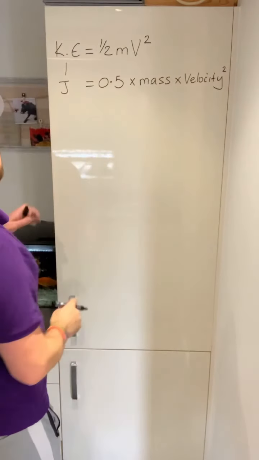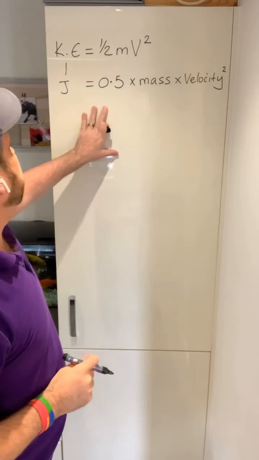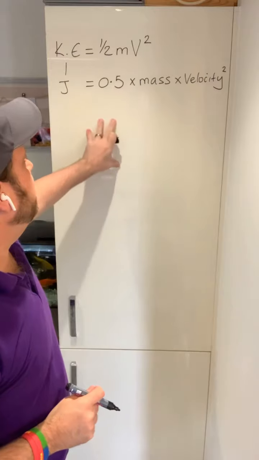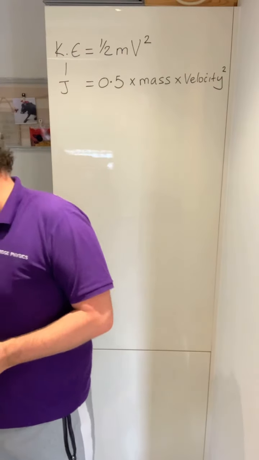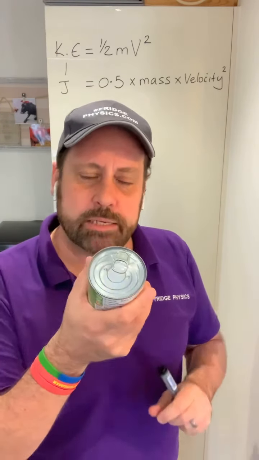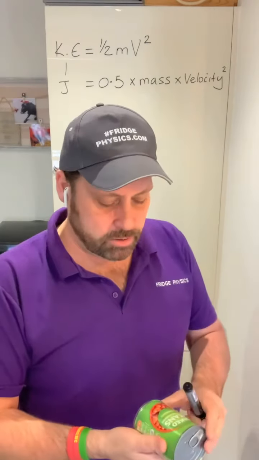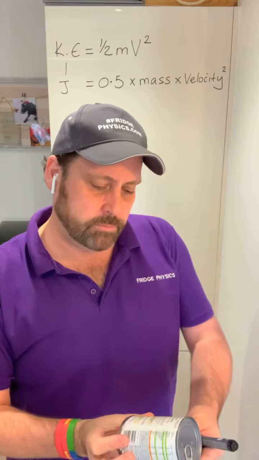So if I want to calculate the kinetic energy in a moving object, in its kinetic energy store, I need an object, I need to make it move. Well, I've got an object here. I've got a can of baked beans with meat-free sausages. So I need to know two things. I need to know the mass of the object, and I also need to know the velocity of the object as it's moving. So let's just look at the tin.